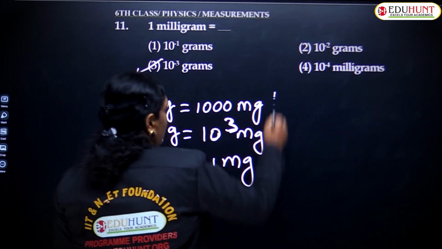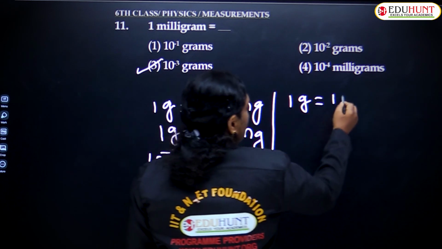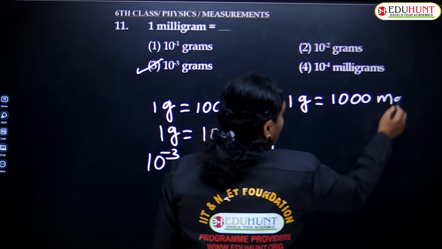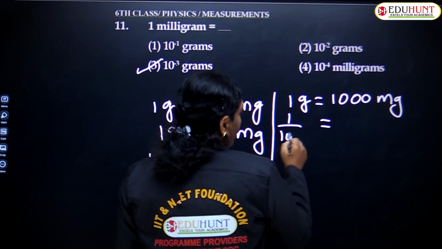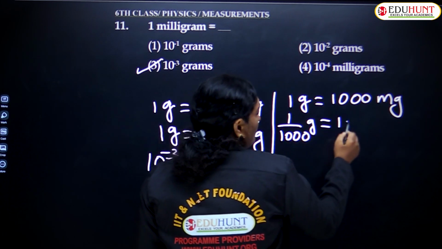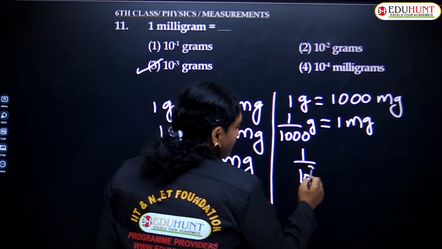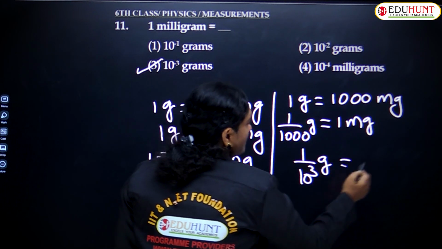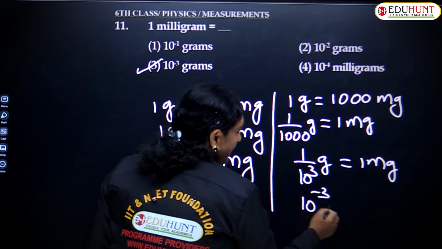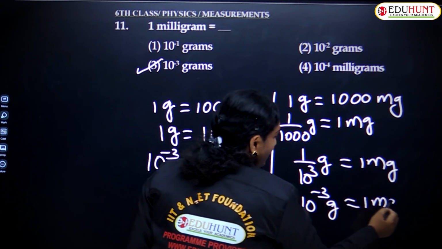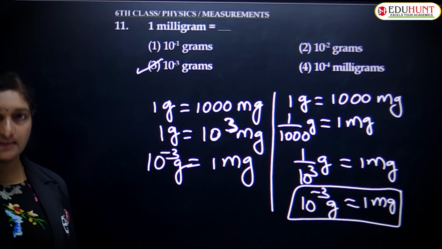If you can't understand, I'll give you another formula. 1 gram is equals to 1000 milligram. Bring the 1000 here. Then it will go to denominator. 1 by 1000 gram is equals to 1 milligram. This can also be written as 10 power 3 in the denominator. 10 power 3 come up means it will become 10 power minus 3 gram is equals to 1 milligram. Hence 1 milligram is equals to 10 power minus 3 gram.